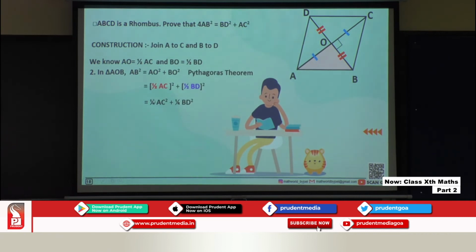Okay. Now if you notice, 1/4 is common. So all I will do is take 1/4 outside the bracket, and I will have AC square plus BD square. 1/4 is taken out. Now this 4 is divided on the right hand side. So I don't want to keep it over here divided. So all I will do is transpose it on the other side. So division, when it goes on the other side of equal to, will become multiplication, and you will get 4 times AB square is equal to AC square plus BD square, and that is what was asked to prove.